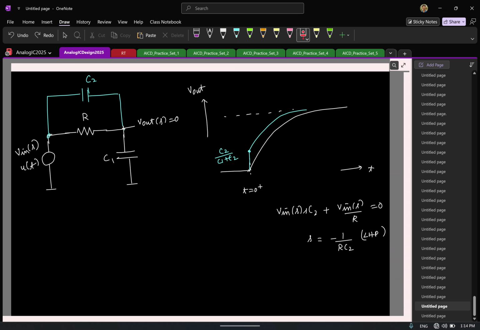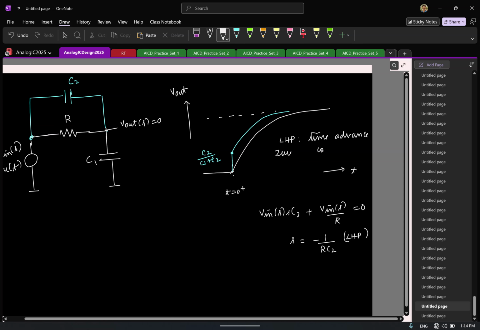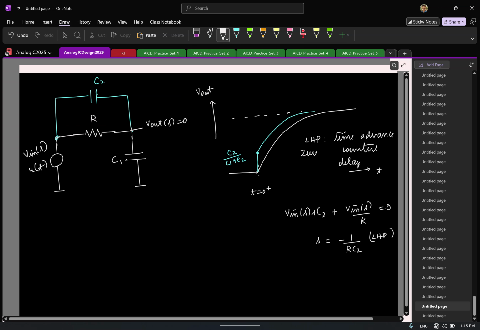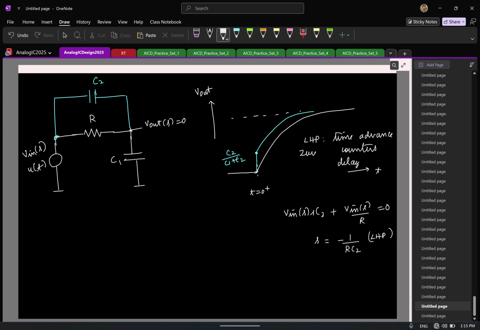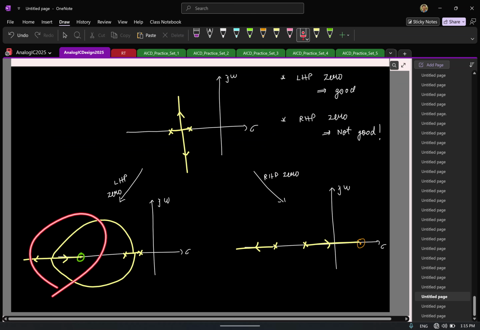Now, as you see here, the moment you have an LHP 0, it seems like there is some kind of a time advance, because the moment you have LHP 0, the output steps up in the correct direction from the start itself. In a way, LHP 0 introduces a time advance that counters the delay due to poles. So that is why when you introduced an LHP 0, we see that it is becoming more stable, right? We saw here with the root locus plot. That's the other way to look at it.